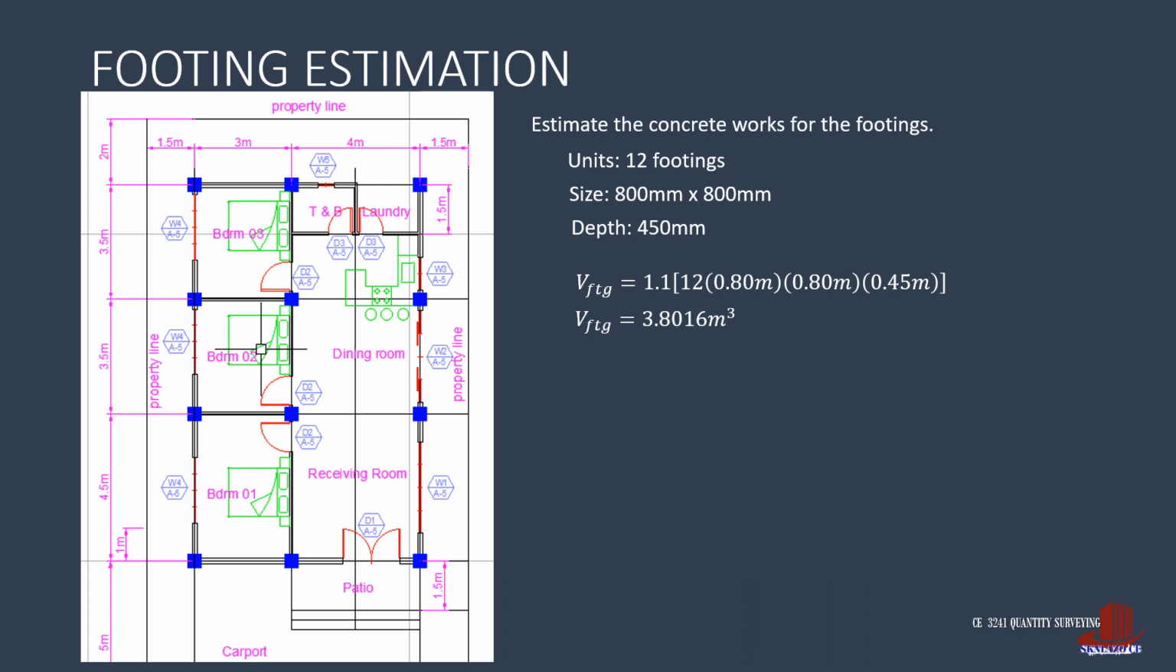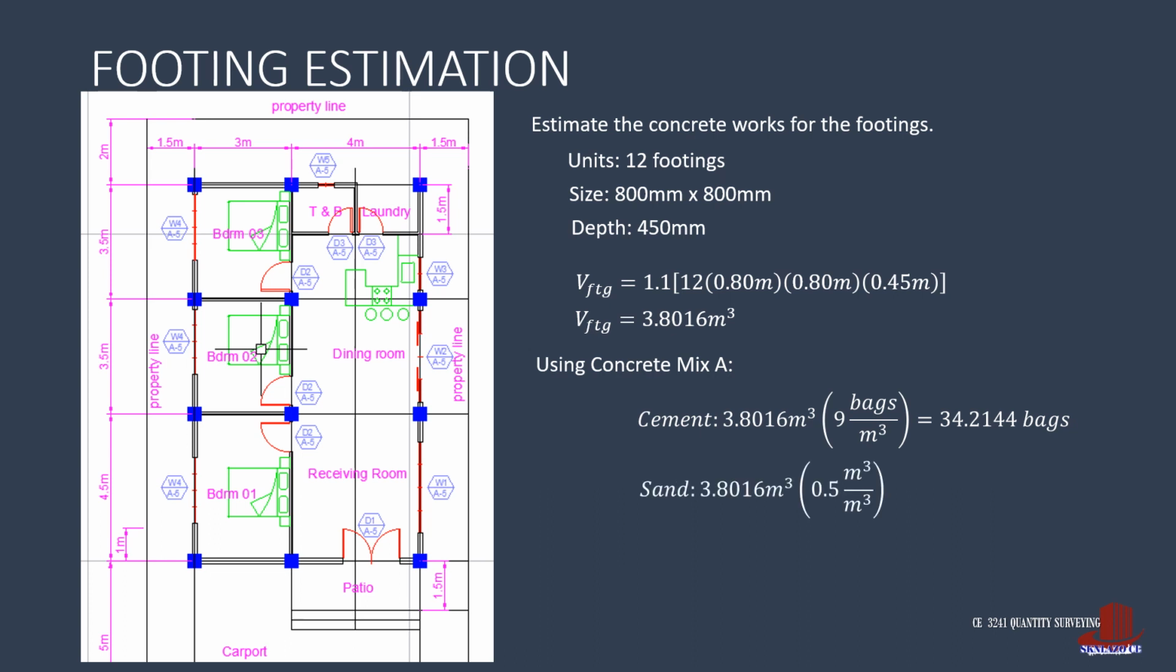3.8016 cubic meters. With concrete mix A, cement is then the volume times 9 bags per cubic meter, giving 34.2144 bags. Sand is then 3.8016 cubic meters times 0.5, resulting to 1.9008 cubic meters. Then gravel is then the volume times 1, which gives 3.8016 cubic meters.